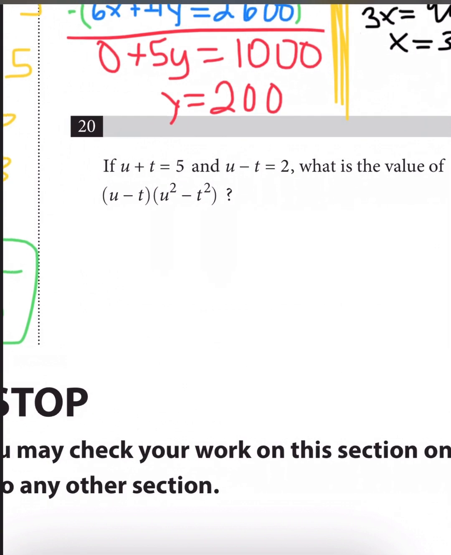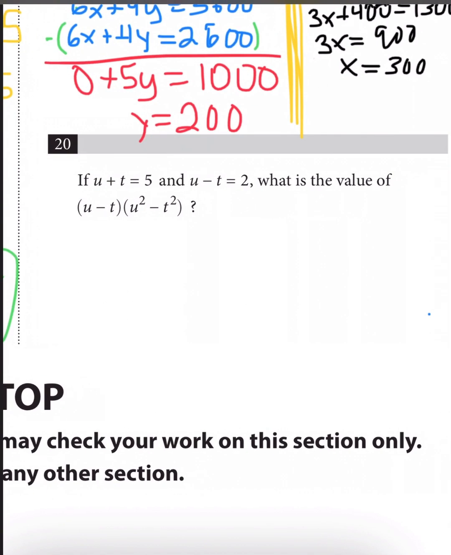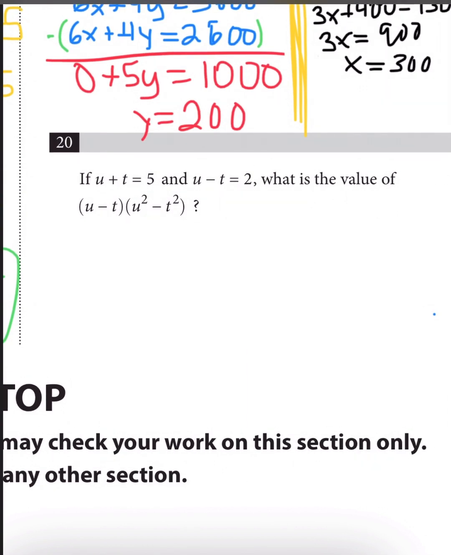If u plus t equals 5 and u minus t equals 2, what is the value of u minus t times u squared minus t squared? Okay, so what we can do first is write a 2 up here because we know u minus t is 2. And now using this equation, we can solve for stuff. So let's solve for u first. So u equals 5 minus t, and then we can put it in here.